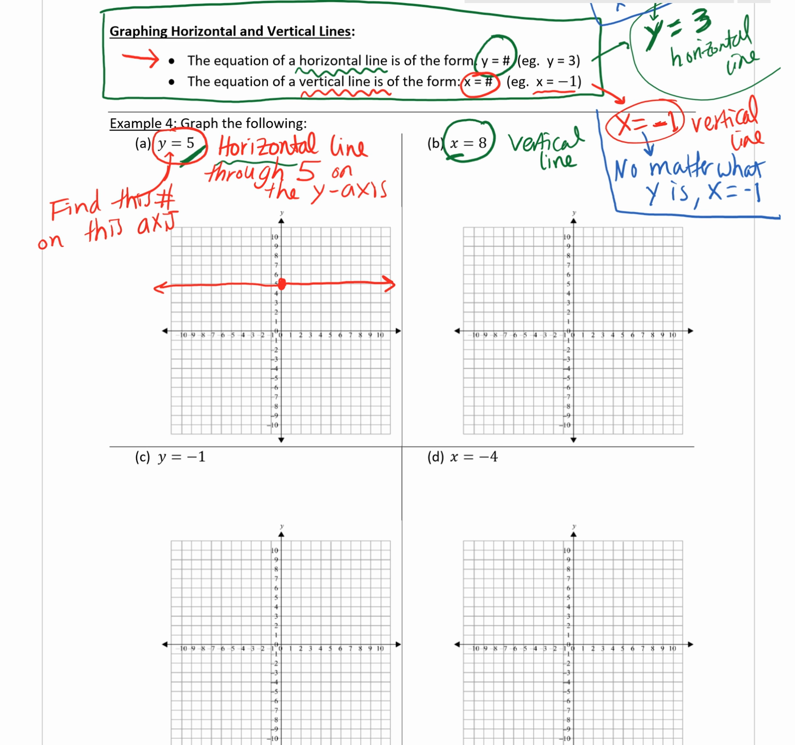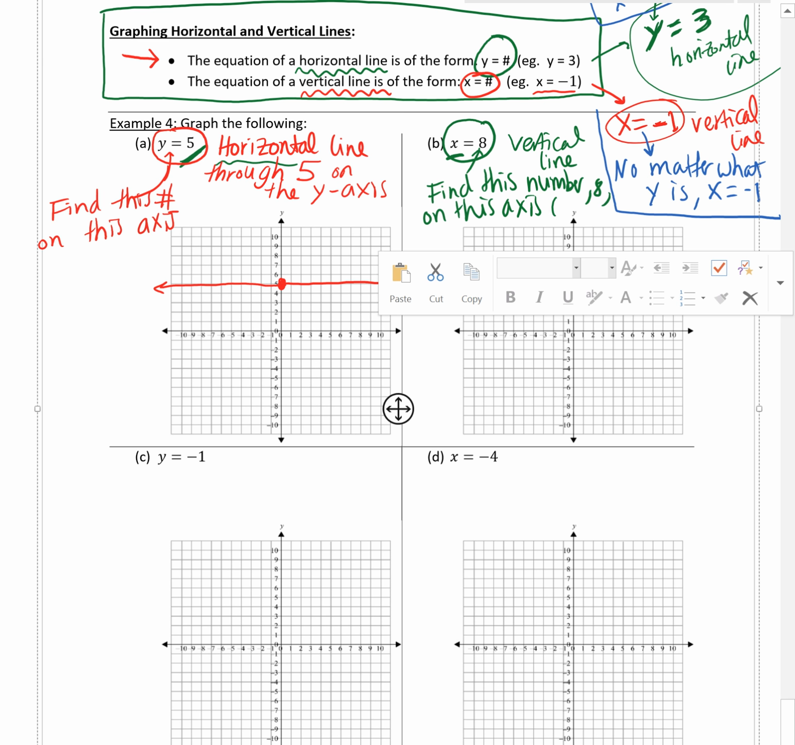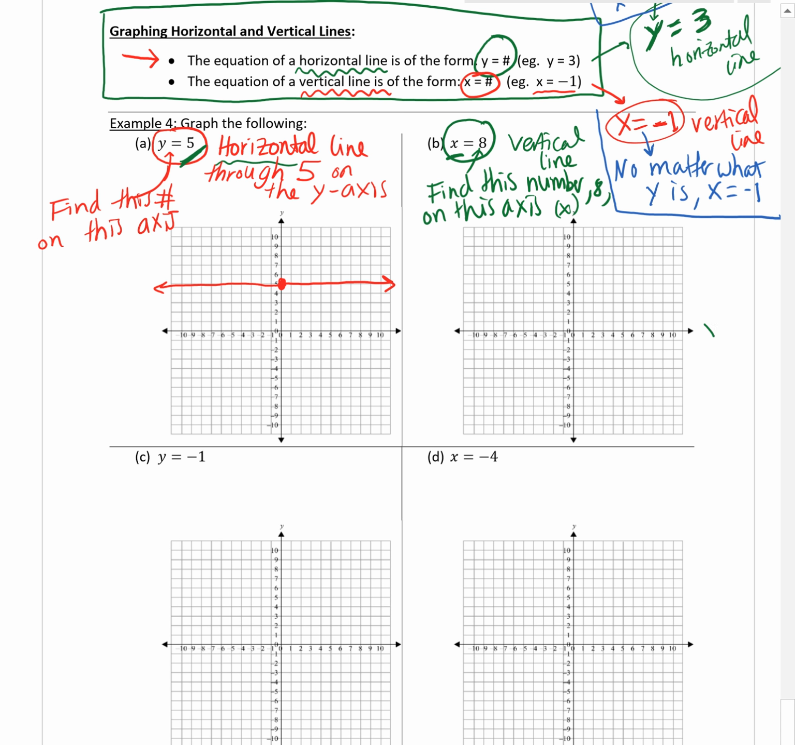So it's a vertical line, like we said. You find this number, in this case 8, on this axis, whatever the letter is, so x. All right, the x-axis is here, even though they didn't label it. I'm going to find 8 on the x-axis, here it is, and then draw a vertical line through it. There it is. Beautiful. So that's the way I try to remember it. If you do have to memorize whether it's horizontal or vertical based on whether you have an x or a y, after that, all it ends up being is look for that number on that axis and draw a line through it. Let's practice it on the next one here.